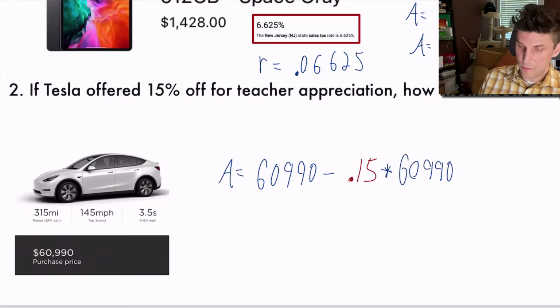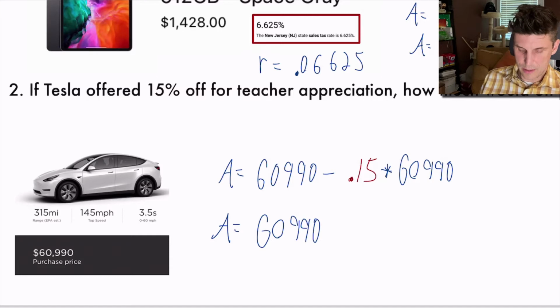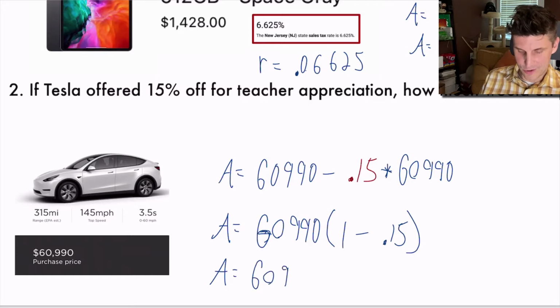60,990. As with the last example, you see that we can factor out 60,990 times 1 minus 0.15. So the amount is going to equal 60,990 times whatever 1 minus 0.15 is, which is 0.85. Which really makes sense, right? It's 0.85.